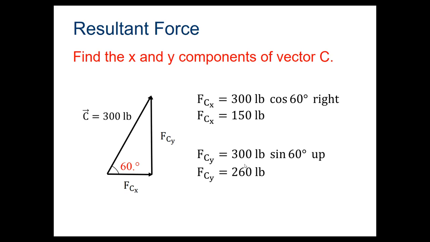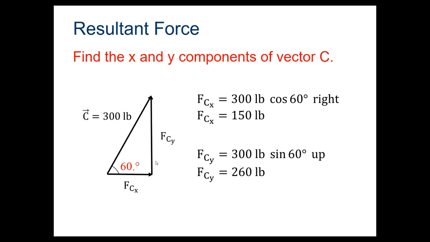Again, these are rounded. It's not going to be exactly 260 in this case because sine of 60 is not going to come out to a perfect number like a half. But we're going to round it off to, it's pretty close to 260. So those are our x and y components for this vector. So we know 150 pounds are going horizontally, 260 pounds are going vertically, and those are the component forces of this vector C.